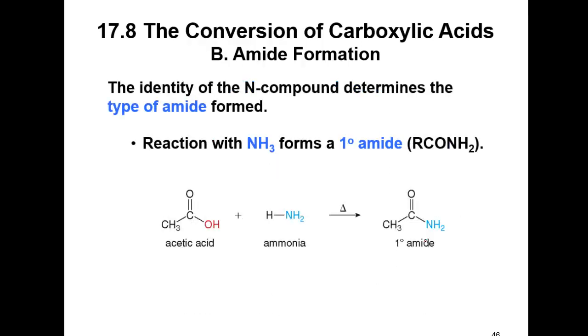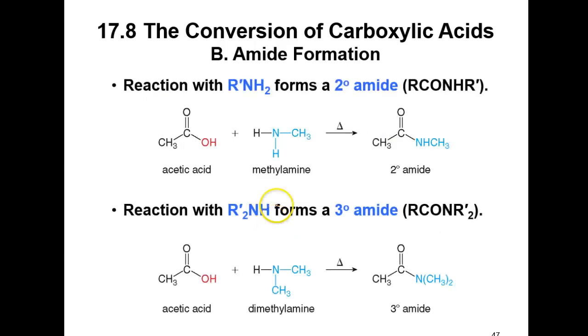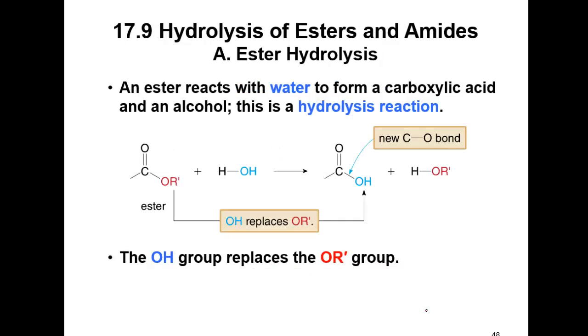So here, first of all, here's an example of ammonia. This is just ammonia. This is an example with methylamine. You also have to heat the reaction. I forgot to say that. That triangle means heating. Okay, so you can take methylamine and form a secondary amide or a tertiary amide by using a secondary amine.